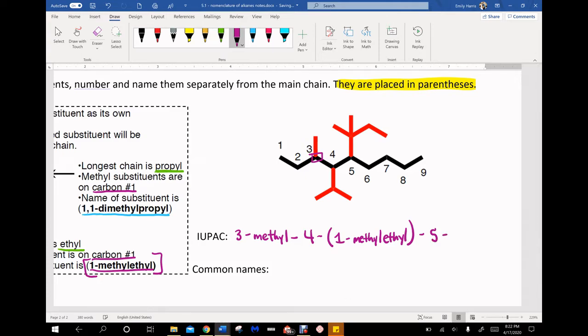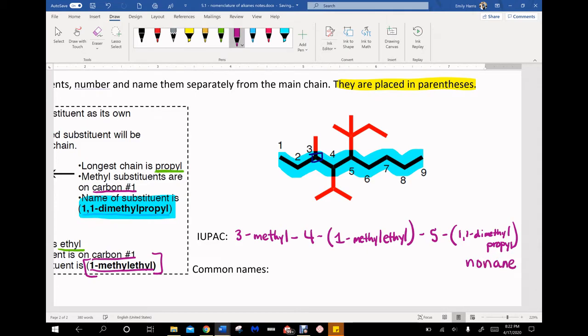All right. Then on the 5th carbon, we have another branch chain. So we're going to put a 5 and open up our parentheses. The 5th carbon was our 1,1-dimethylpropyl. And then in case you thought we were finished, even though our paper's running out, we still need to add on the main chain name. Since our main chain was 9 carbons long, the final suffix will be nonane.